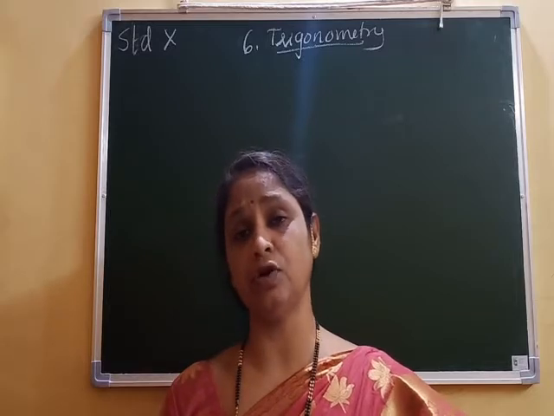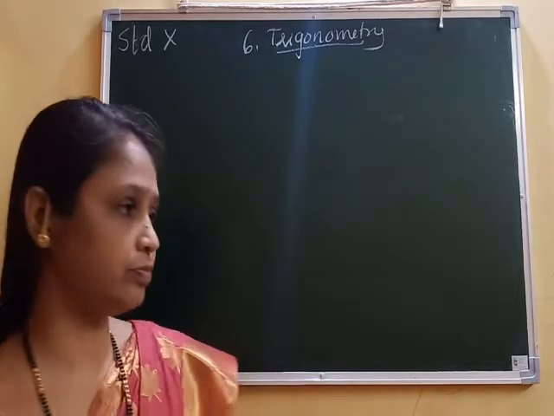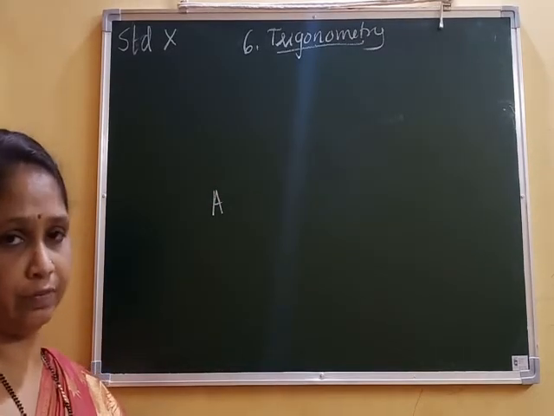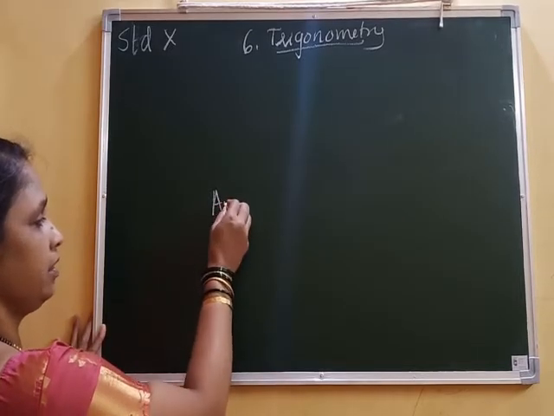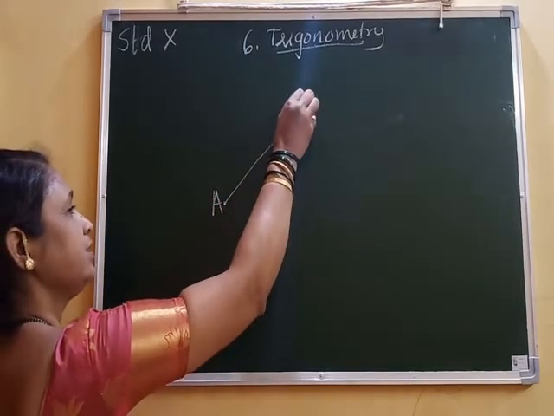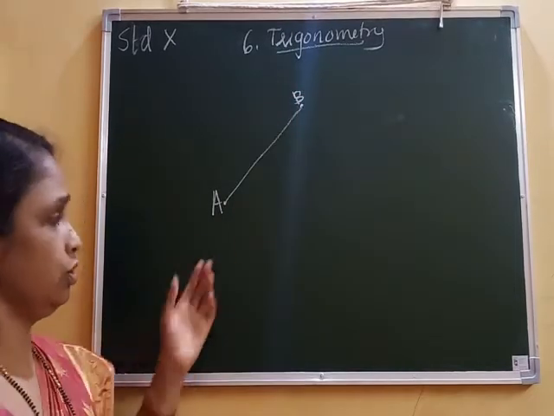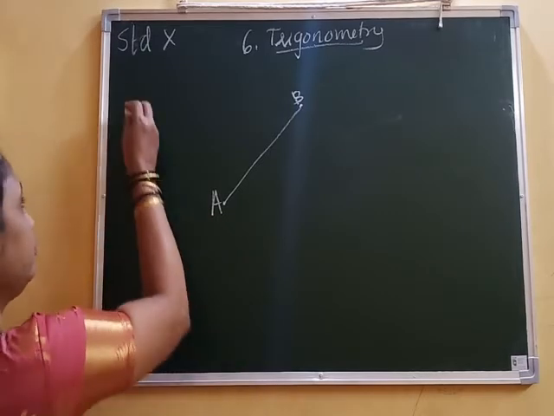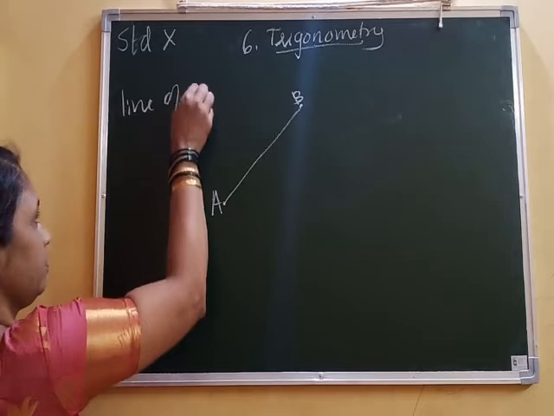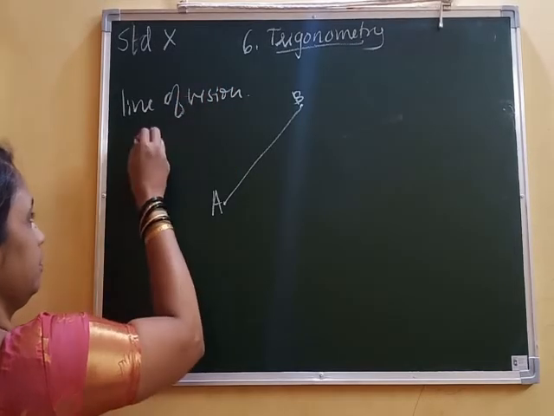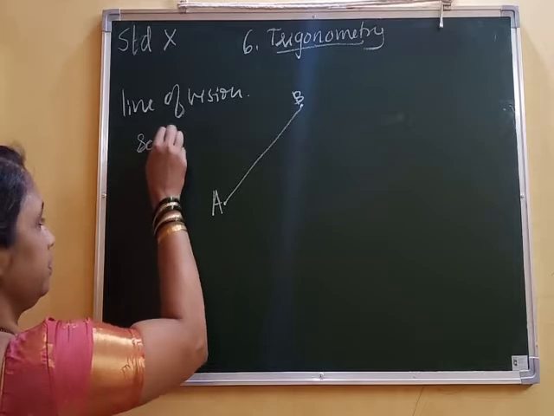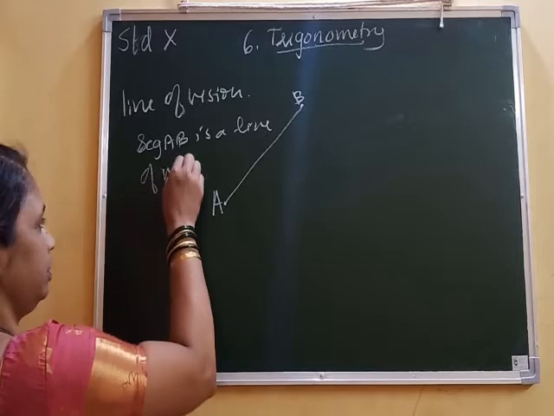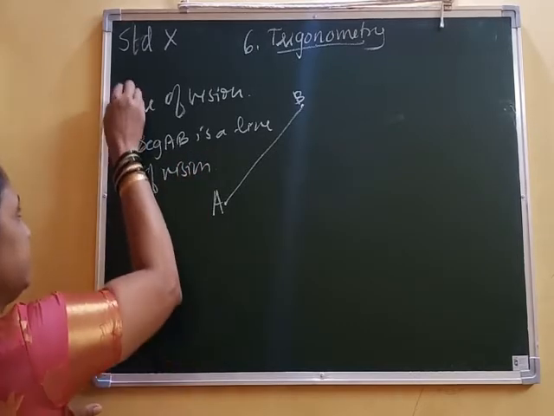If I represent it on the blackboard, how will it be seen? Here this A we will consider as the observer. A is the observer, and he is observing at B. So AB will be the line of vision. AB is a line of vision.